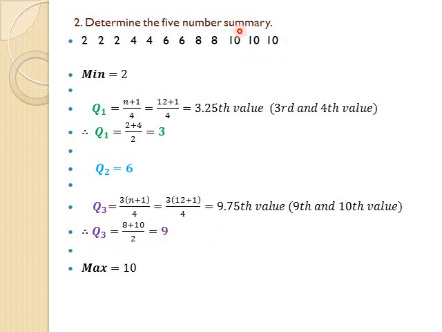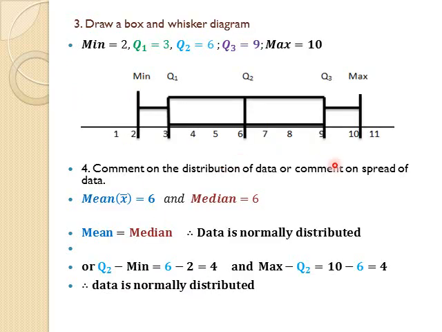Normally once you found the 5-number summary, we will then test can you draw a box and whisker diagram. So if we go to the box and whisker diagram, they say draw a box and whisker. Now our minimum is 2. Quartile 1 is 3, quartile 2 is 6, quartile 3, 9, and max was 10. So I draw my whisker at 2, quartile 1 at 3, quartile 2 at 6, quartile 3 at 9, and my max at 10.